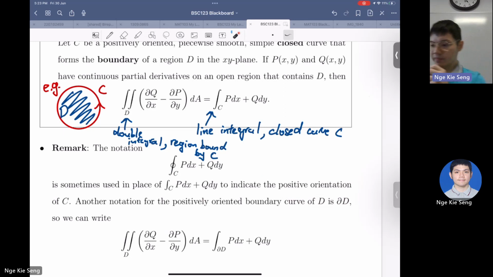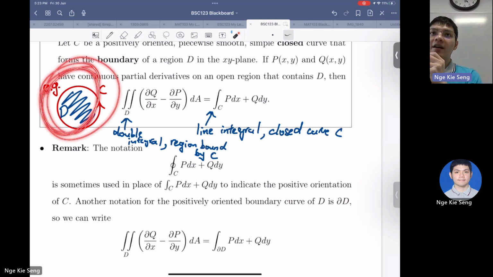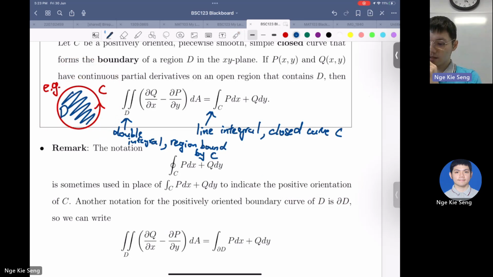So in this case here, remember this example. What's the boundary of this? It is C. C is equal to the boundary of this region. These are just notation.